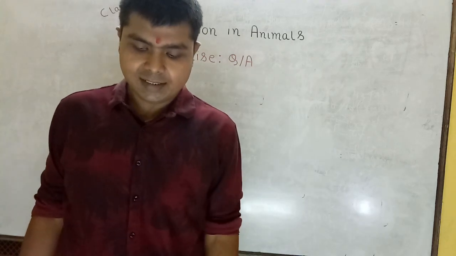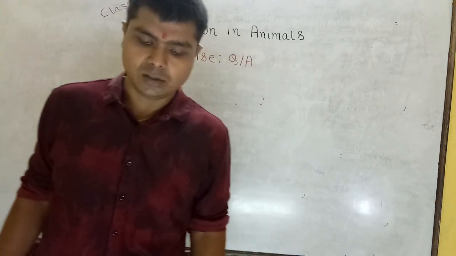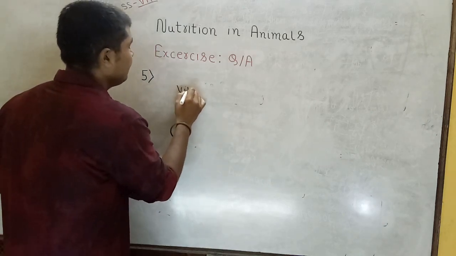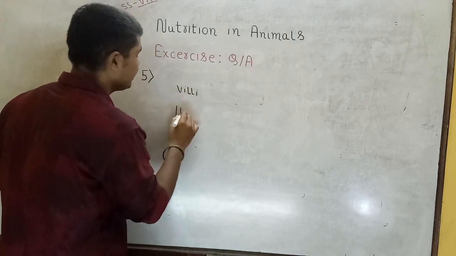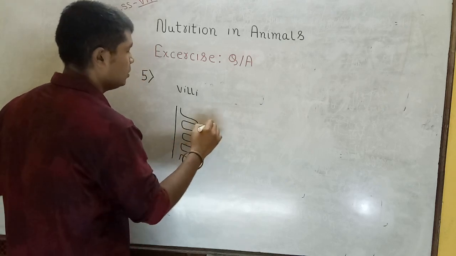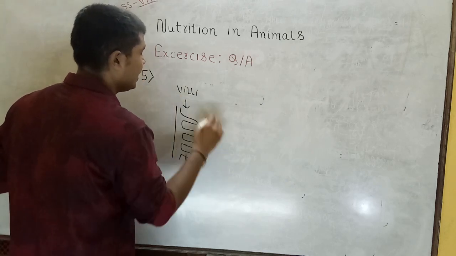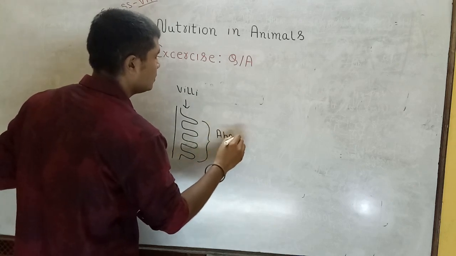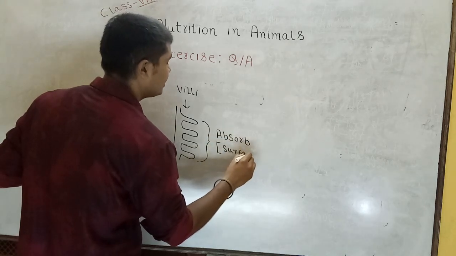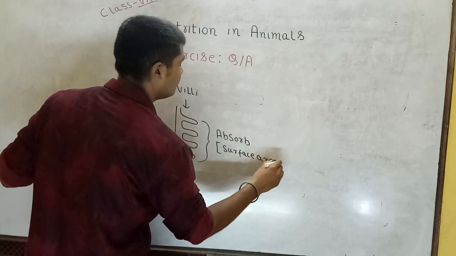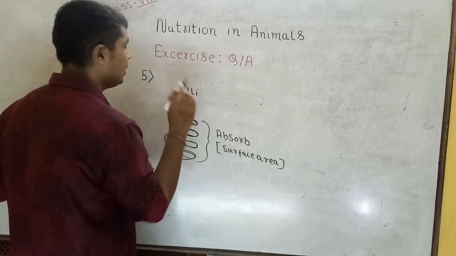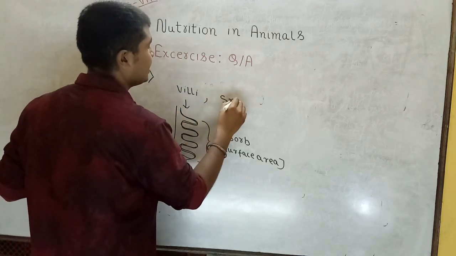What are villi? What is their location and function? So villi are located in the small intestine. Villi are finger-like projections which are present in the small intestine. Their main function is to absorb food. These are villi which absorb food by increasing the surface area. They increase the surface area so that the digested food can be absorbed, and their location will be small intestine.